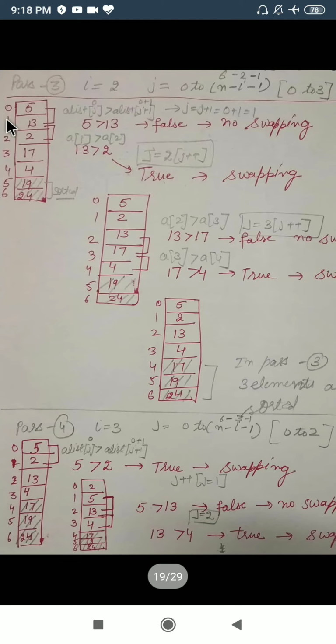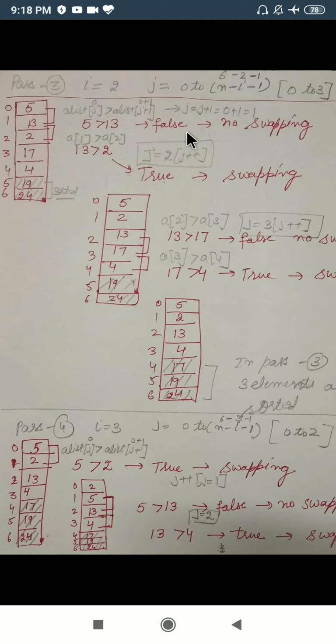Okay, aj is 5 and aj+1 is 13. So is 5 greater than 13? False, so there will be no swapping. Now we'll be comparing 13 with 2. Okay, so a1 is to be compared with a2, that is, aj is to be compared with aj plus 1.